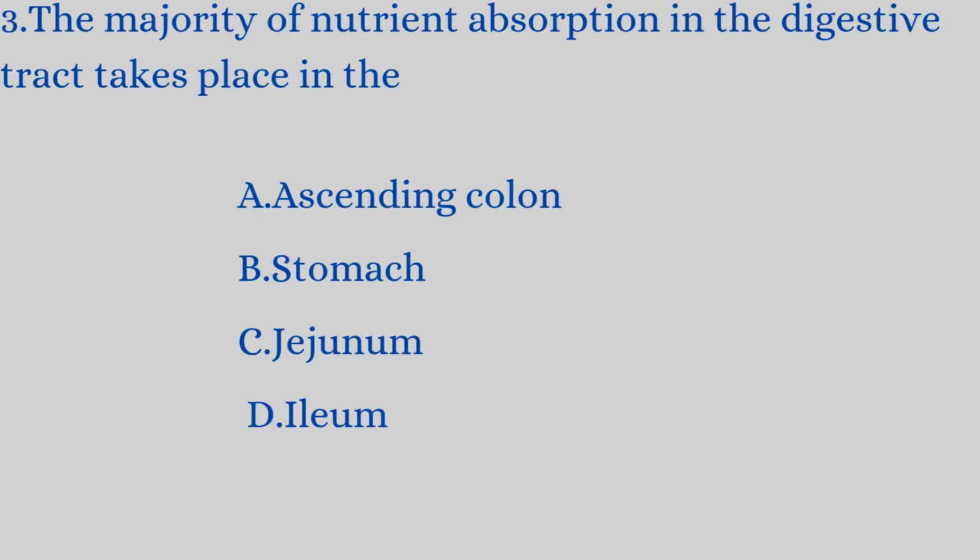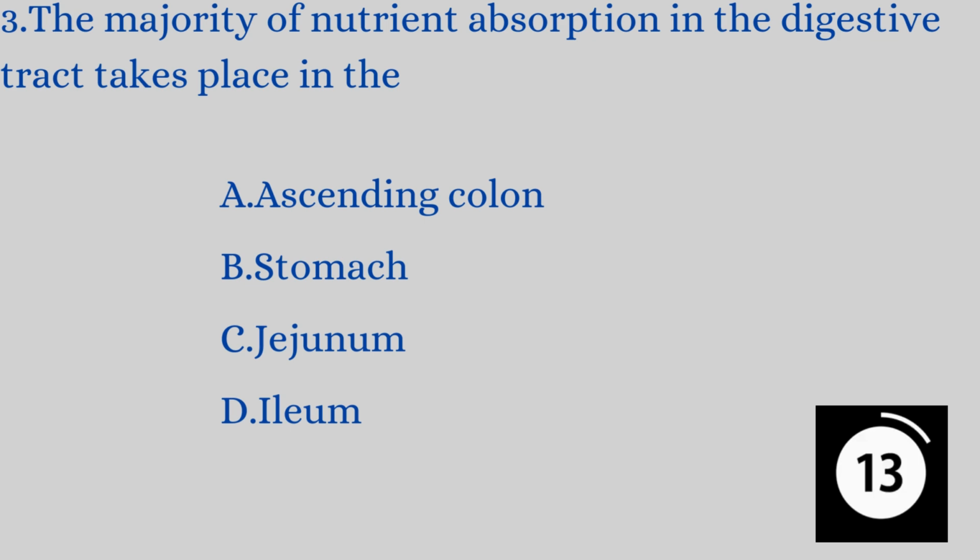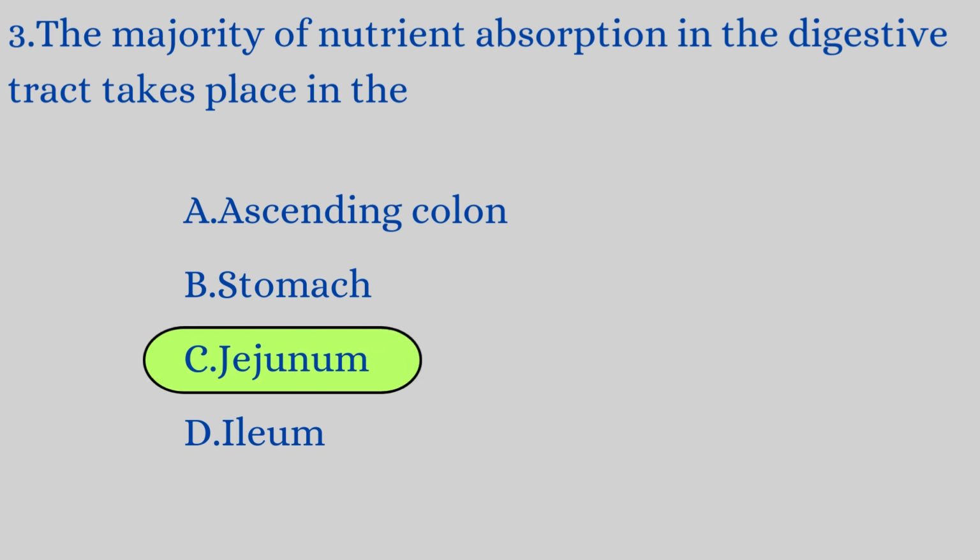3. The majority of nutrient absorption in the digestive tract takes place in the: A. Ascending colon, B. Stomach, C. Jejunum, D. Ileum. The answer is C. Jejunum.